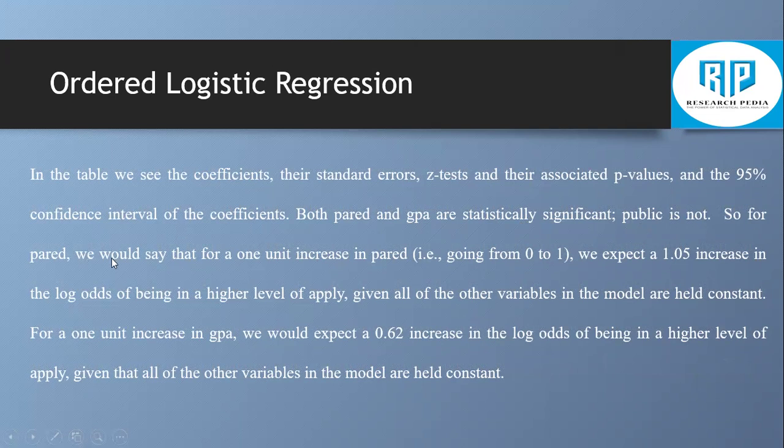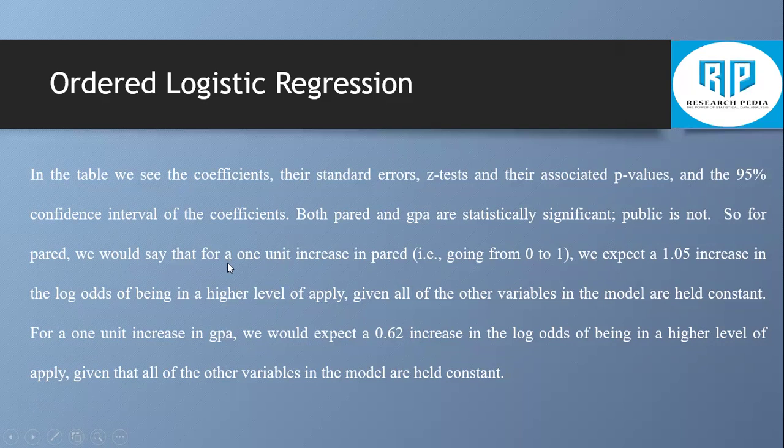So for parent education, we would say that for a 1 unit increase in parent education, going from 0 to 1, we expect a 1.05 increase in the log odds of being in a high level of apply, given all of the other variables in the model are held constant. So this is the particular way of interpreting your results.